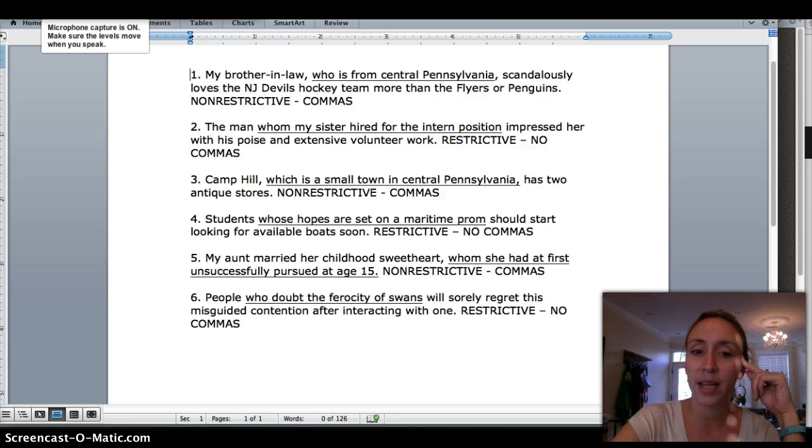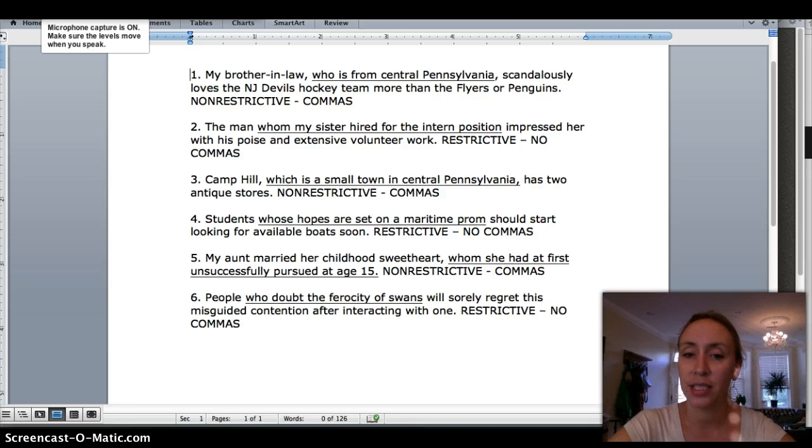The fifth one: my aunt married her childhood sweetheart, whom she had at first unsuccessfully pursued at age 15. This one could sort of go either way, but for the most part, when we refer to childhood sweethearts, we mean just one. We don't mean there's like 7 of them. So we consider it unnecessary information, so non-restrictive and set off by a comma.